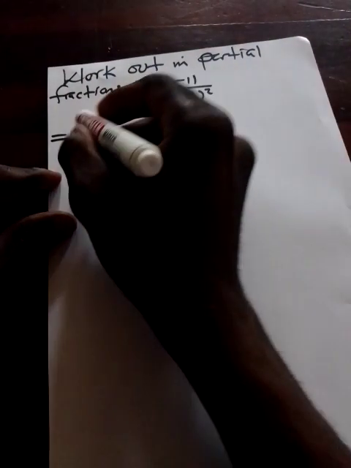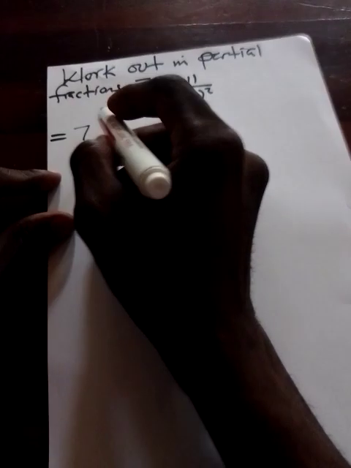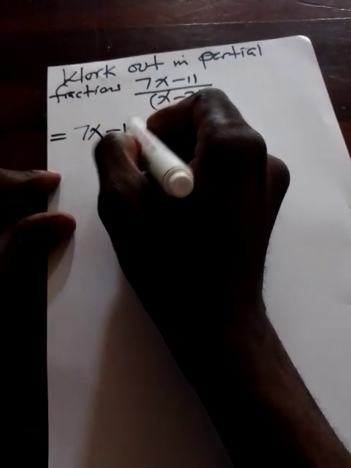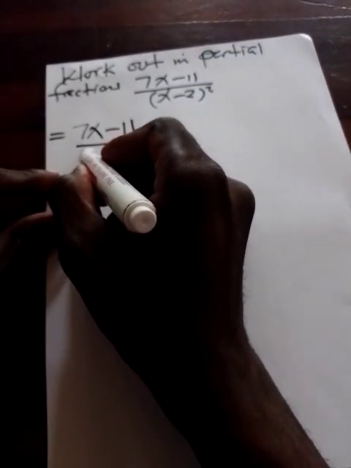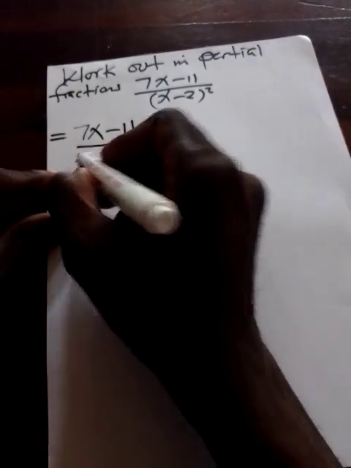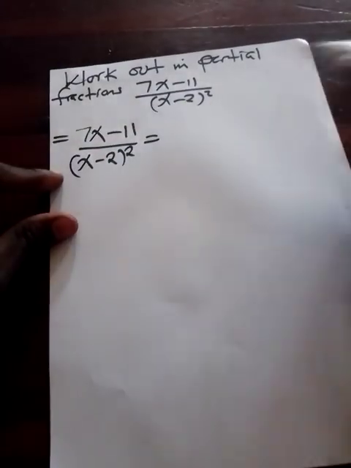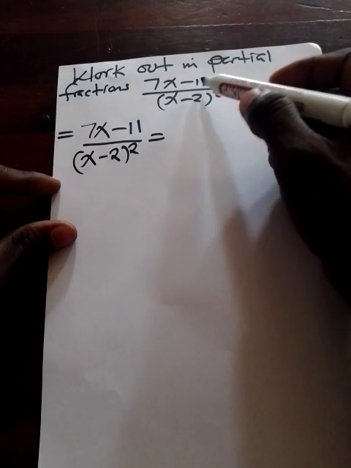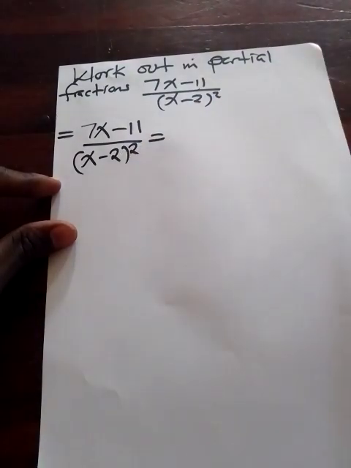Okay, so say this is just 7x minus 11, everything divided by x minus 2, then in brackets squared, which is equal to. So what I was doing, I was just rewriting this here so that I get to start solving.